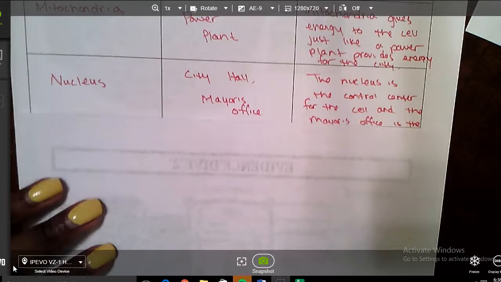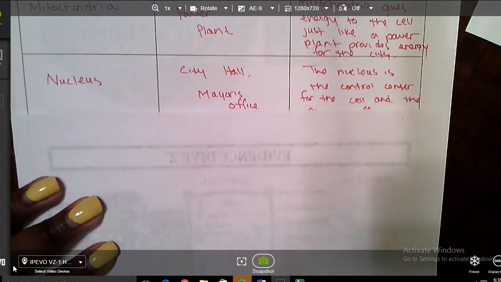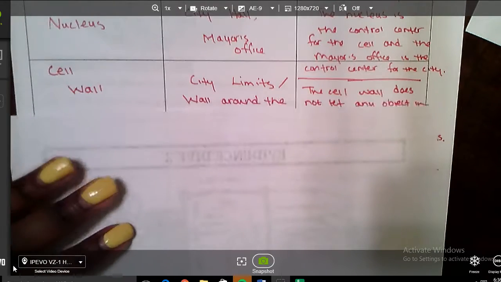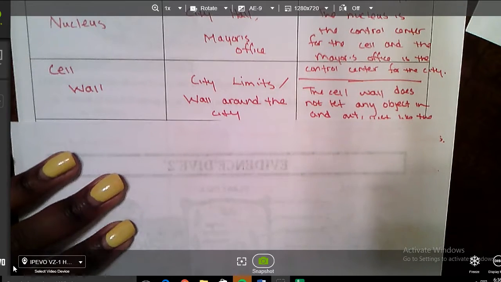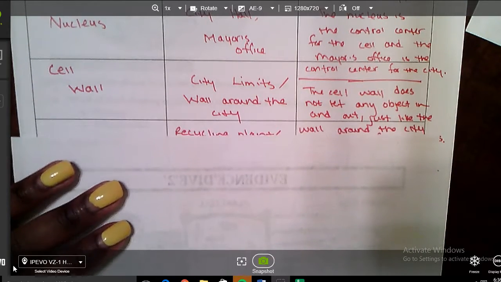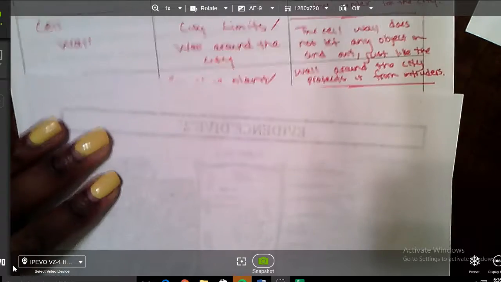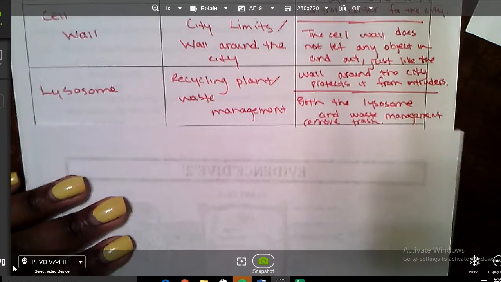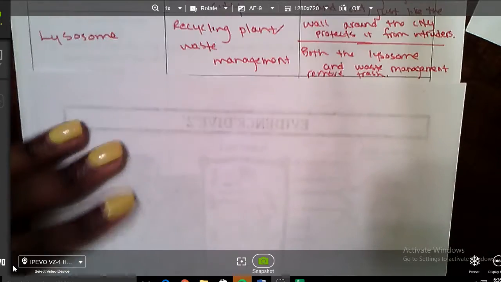The nucleus. This is the city hall or the mayor's office. The nucleus is the control center for the cell, and the mayor's office is the control center for the city. I said the cell wall was like the city limits or a wall around the city. The cell wall does not let any object in and out, just like the wall around the city protects it from intruders. The next one is lysosome. It's like a recycling plant or waste management. Both the lysosome and waste management remove trash.